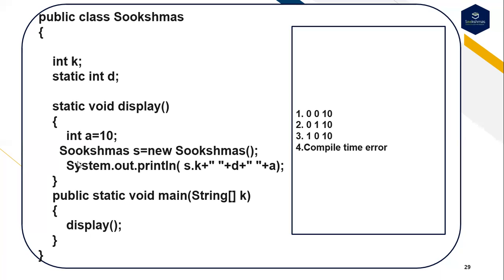Why? Because the static method is present in the same class. No need to create an object. You can directly call a static method. You can predict the output of this code. These are the following options. First option is 0, 0, 10. Second option is 0, 1, 10. Third option is 1, 0, 10. And the fourth option is compile time error.